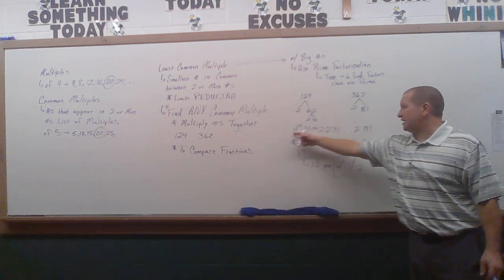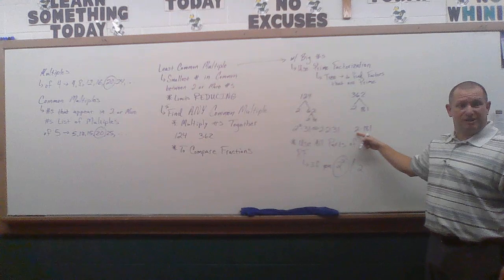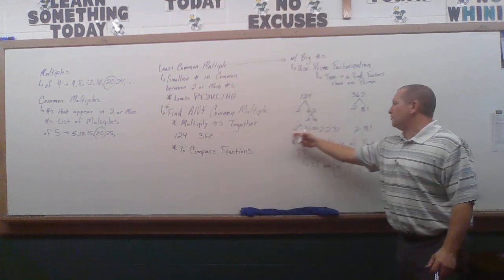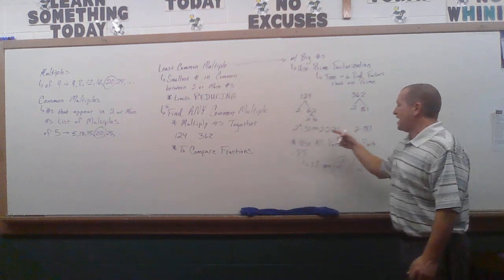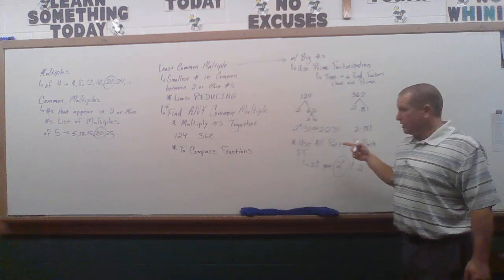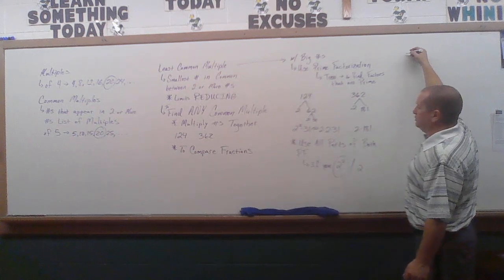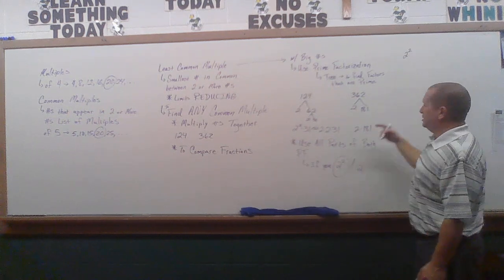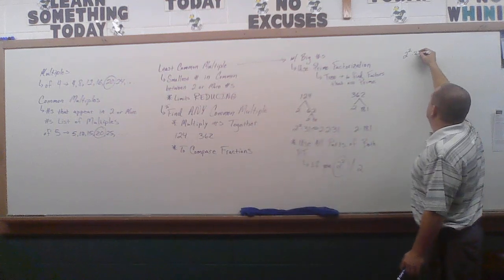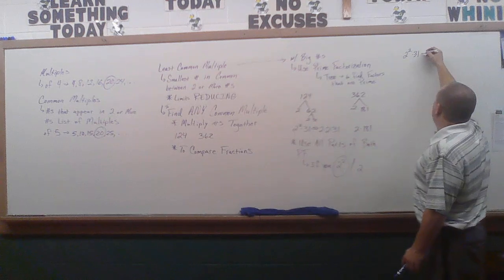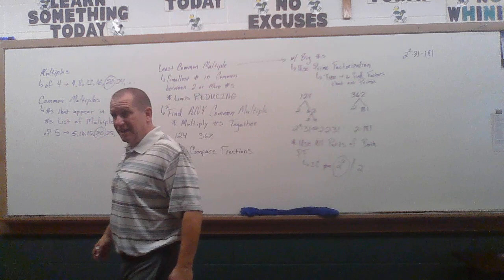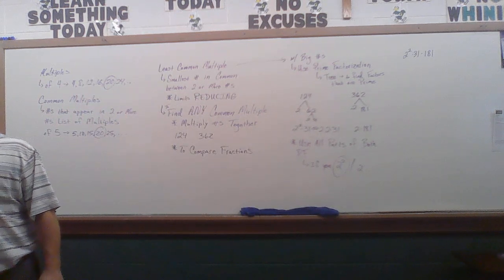So in this case, see how I had 2 squared over here and I had just 2 over here? I'm going to use all the parts of both, but I'm not going to use both of these because they have the same base. I'm going to use the bigger of the 2. So my least common multiple would be 2 squared because that's in both. And then I'm going to use 31. And I'm going to use 181. And then I'm going to multiply all those together, and that's my least common multiple.